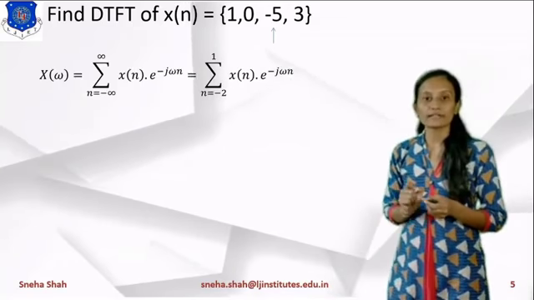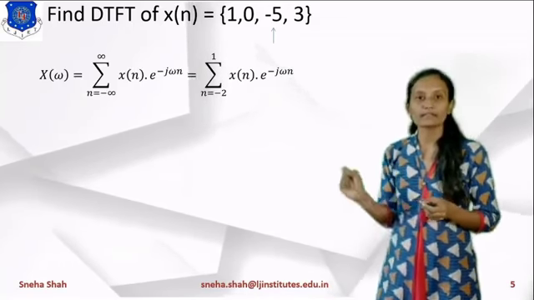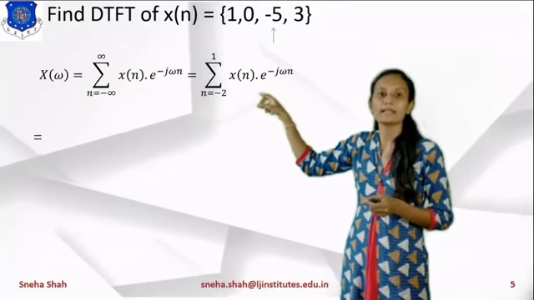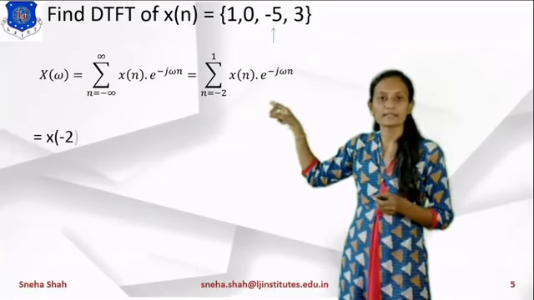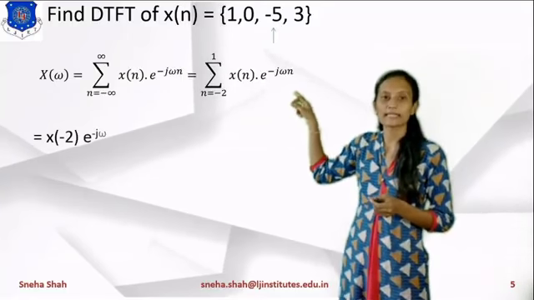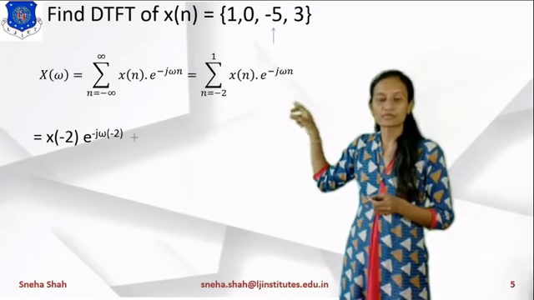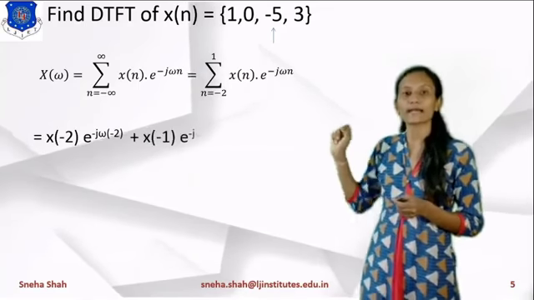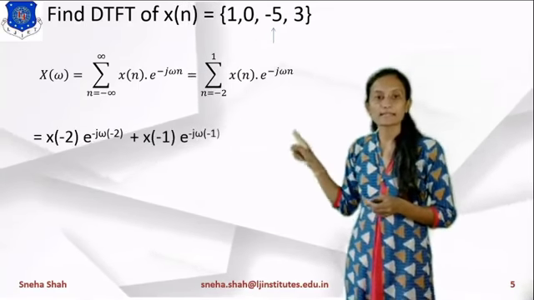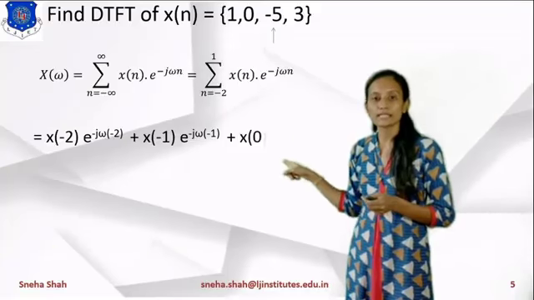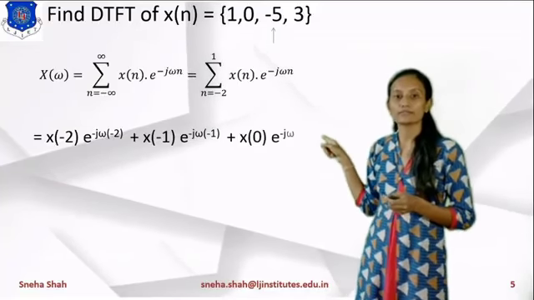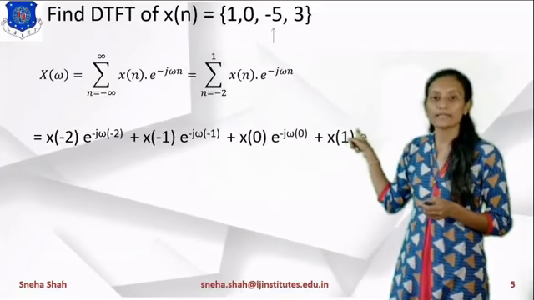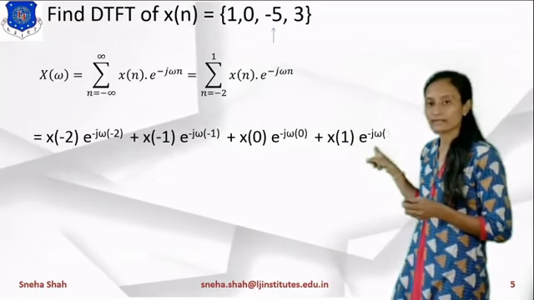Now in this, if we are taking the values of n equals minus 2, minus 1, 0 and 1, then the next step will be like this: x of minus 2 into e raised to minus j omega into minus 2, plus x of minus 1 into e raised to minus j omega into minus 1, plus x of 0 into e raised to minus j omega into 0, plus x of 1 into e raised to minus j omega into 1.